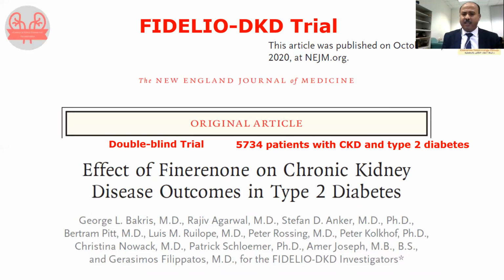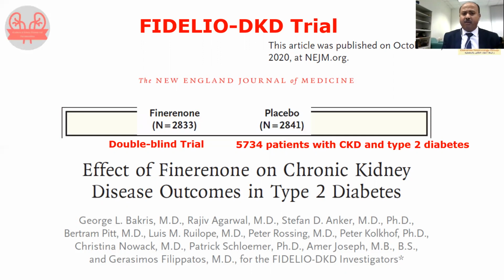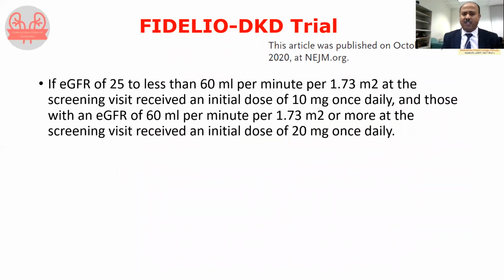5,700 patients were included in the randomization, and the patients were allocated equally into the Finerenone arm, 2,800, and the placebo, 2,800. So this is a very interesting and very important study to address the question, what is the effect of Finerenone, as the third generation mineralocorticoid receptor antagonist, on the outcome of kidney disease in diabetic patients.